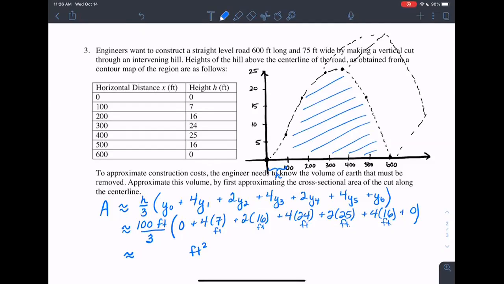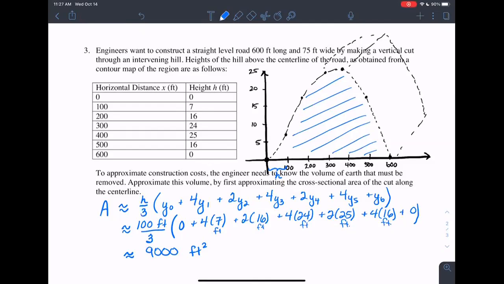And I get times 100, 3, I get 9,000 square feet. Thanks, Aaron. Good. We concur. So that's the area of sort of the face of this hill that we've got to chop through.